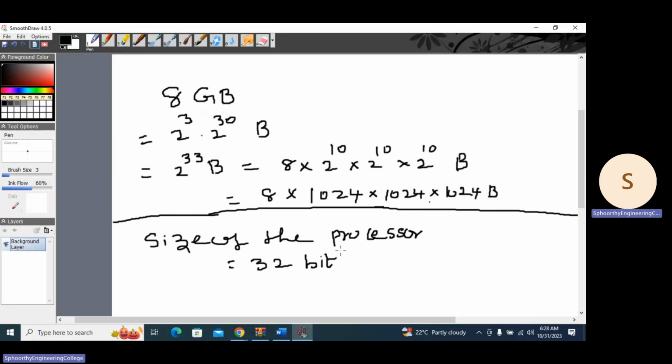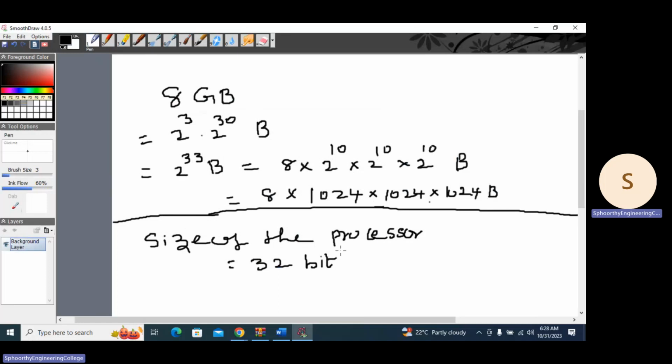Now, whenever we divide our main memory, this 8 GB RAM has to be divided into pieces so that I can access a particular byte. Main memory will be logically divided into pieces, and the size of each piece will be equal to 32 bits if the processor is a 32-bit processor. If the same 8 GB RAM is kept inside a 64-bit computer, then the main memory will be divided logically into pieces such that the size of each piece is equal to 64 bits.